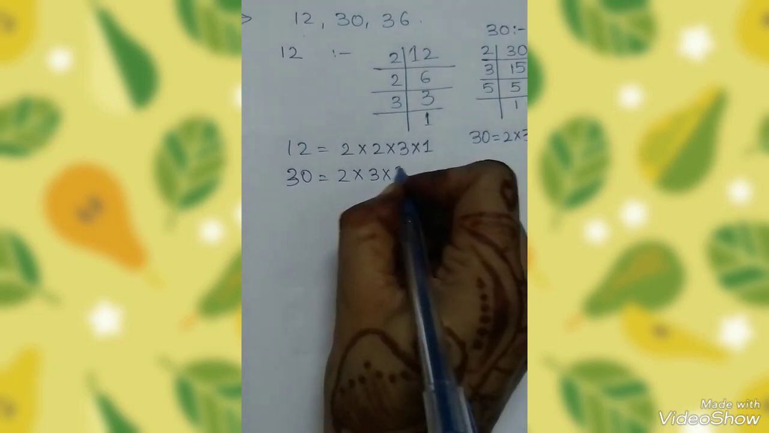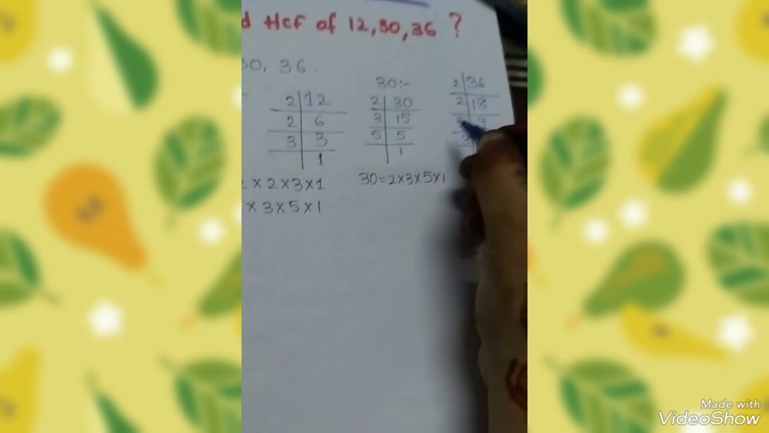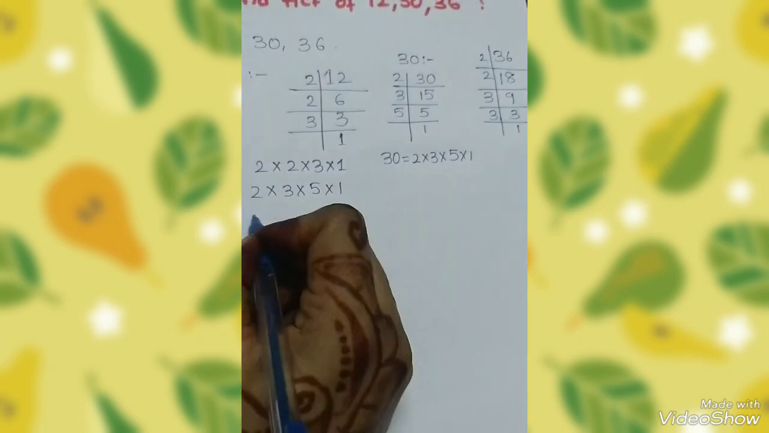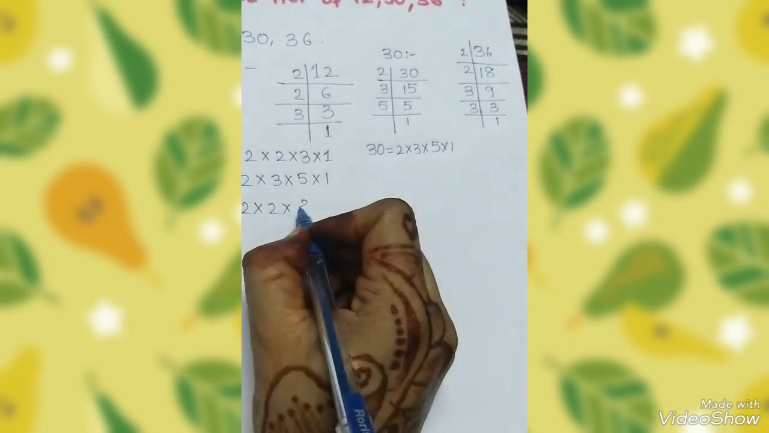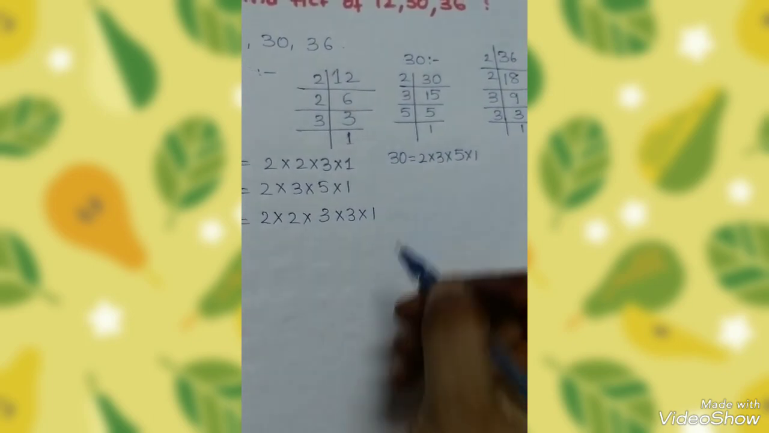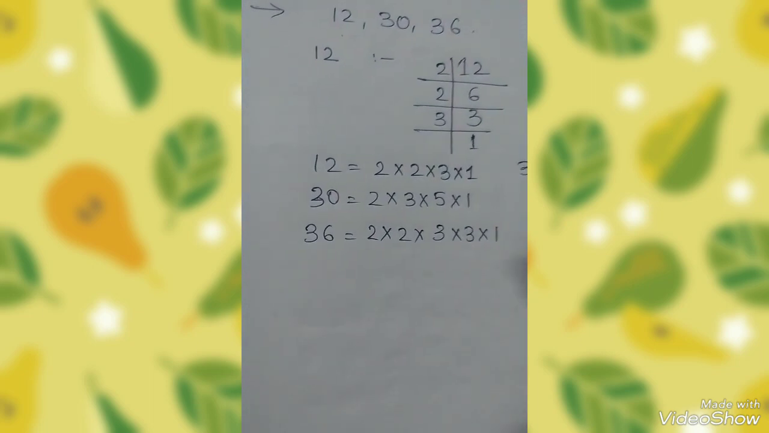30 is 2 into 3 into 5 into 1, I am writing here again factors of 30, and now 36 we obtained as 2 into 2 into 3 into 3 into 1. These are the 3 numbers' factors.